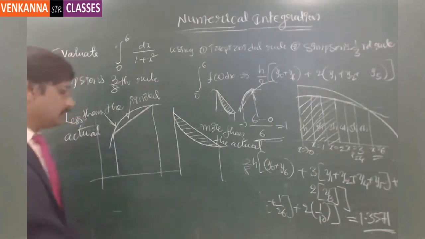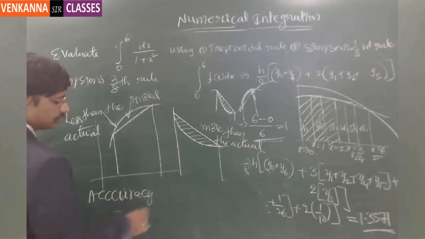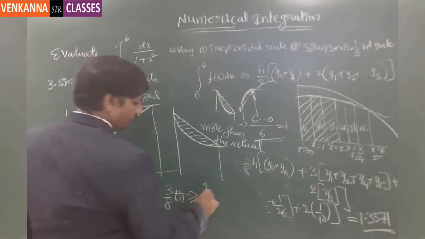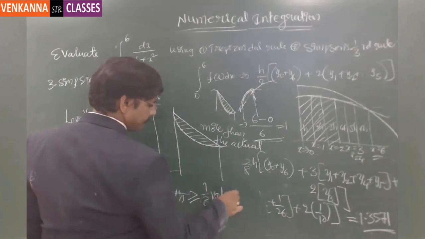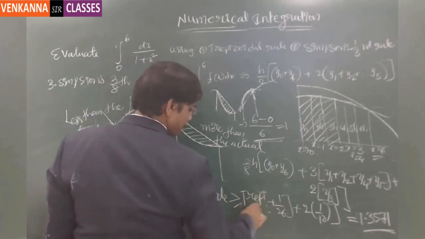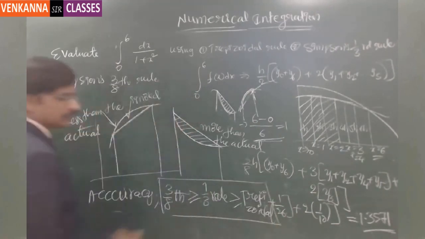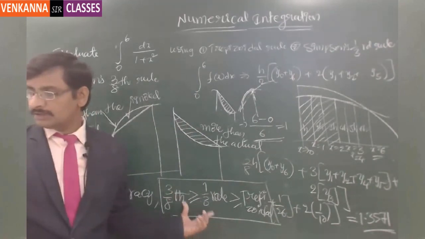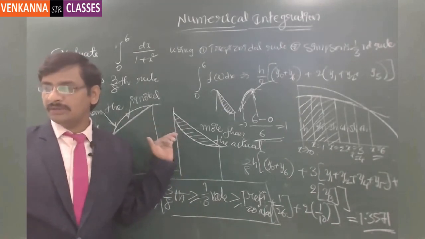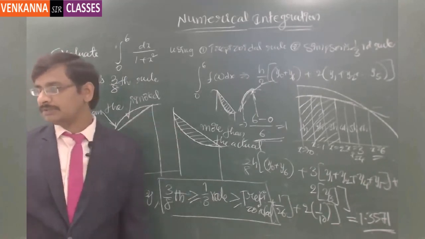But the accuracy relation is 3/8, 1/3 rule, trapezoidal. This is a standard rule, because you are complicating the expressions for accuracy purposes here. But the nature of the curve will decide whether the actual area is more or the calculated area is more. That purely depends on the particular curve nature. Got it, Pankaj?